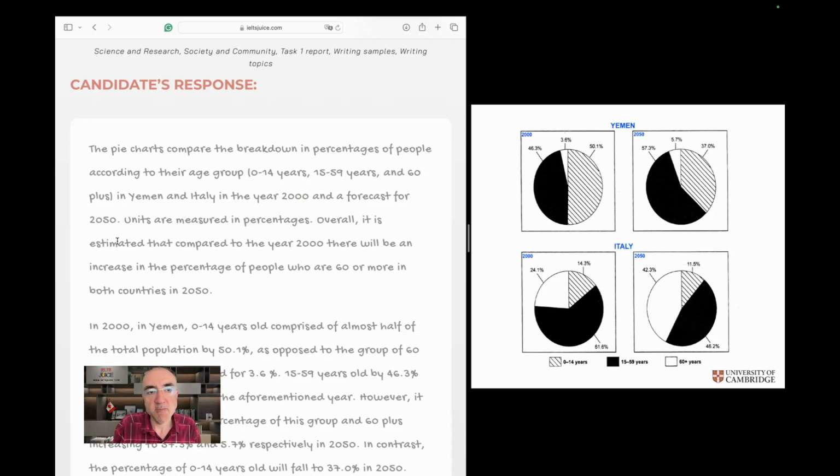Overall, it is estimated that compared to the year 2000, I need a comma before this and a comma after that. There will be an increase in the percentage of people who are 60 or more in both countries. Okay, in the percentages, because there are two percentages. There are two countries, so there will be two percentages, two changes for two different countries, so it should be plural. Are 60 or more in both countries in 2050. 60 or more.